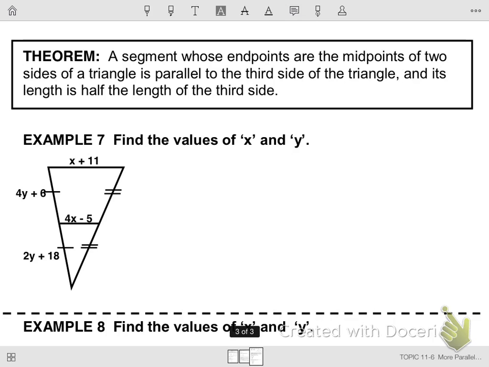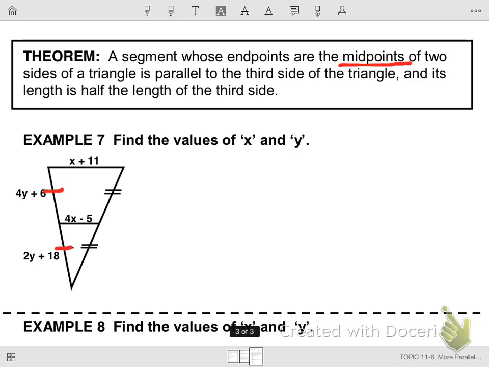Alright, so we're on to our third theorem of the notes. A segment whose endpoints are the midpoints, keyword being midpoints, of two sides of a triangle is parallel to the third side, and its length is half the length of the third side. Looking at example 7, I think the marking should help us set it up. But just don't forget that when we set up a proportion, we can't have two different variables in the proportion.